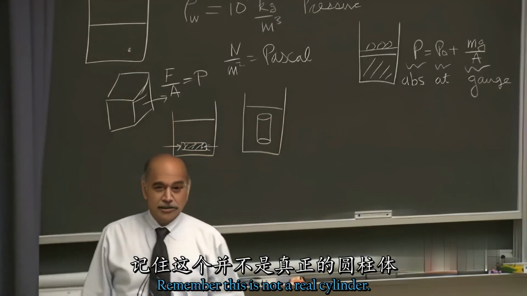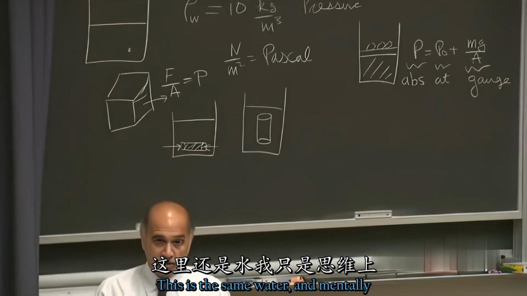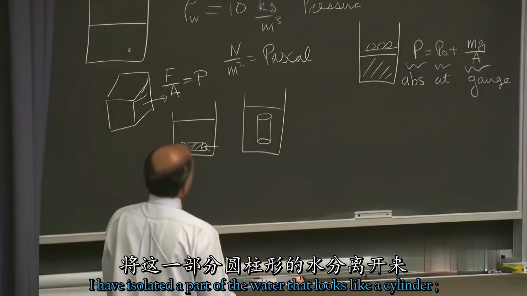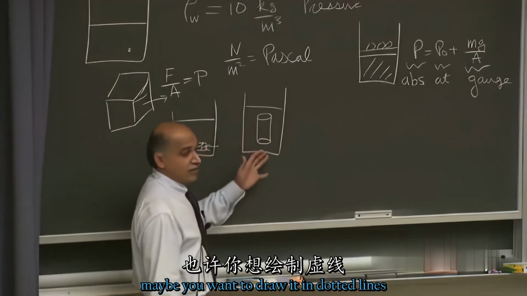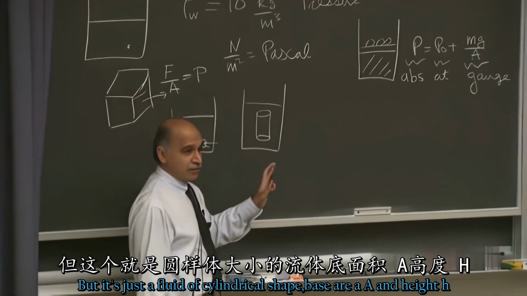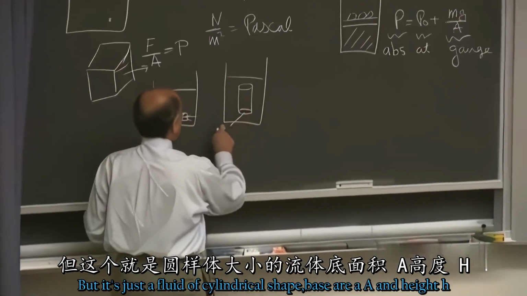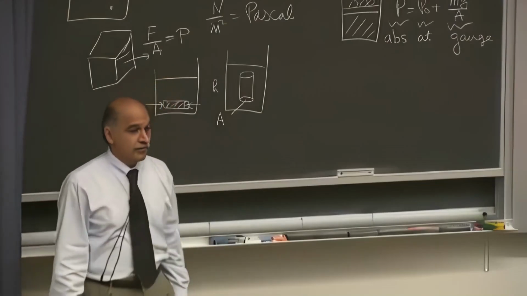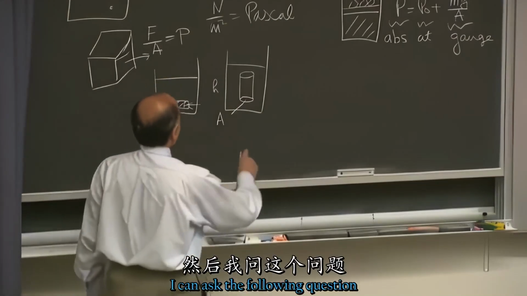Remember, this is not a real cylinder. This is the same water. Mentally, I have isolated a part of the water that looks like a cylinder. Maybe you want to draw it in dotted lines. But it's just a fluid of cylindrical shape, base area A, and height h. I can ask the following question.